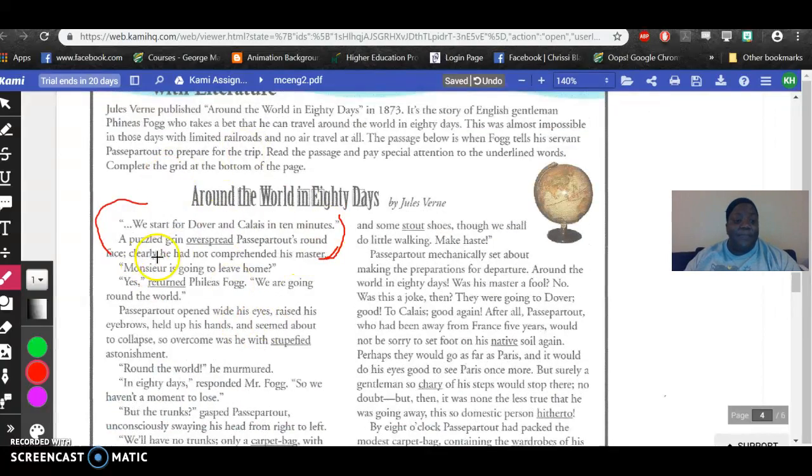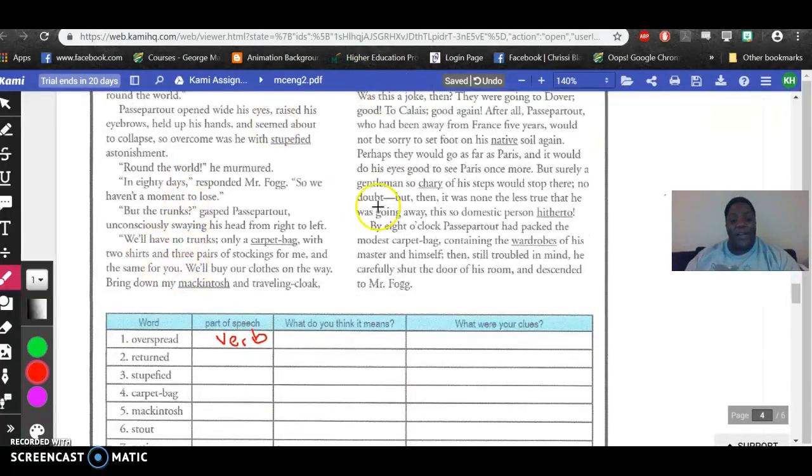What do you think it means? A puzzled grin overspread his face. Clearly he had not comprehended his master. So what does it mean? You're getting your two words, over and spread, right? So it's probably going to mean cover, or spread over. If you put cover or spread over here, it would be correct.